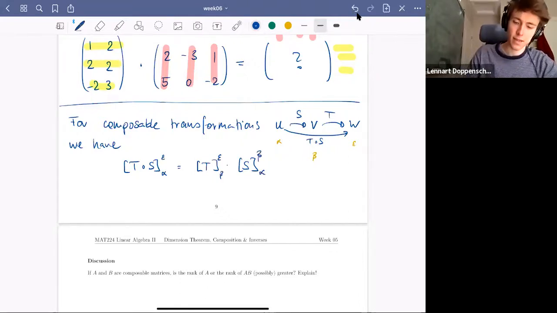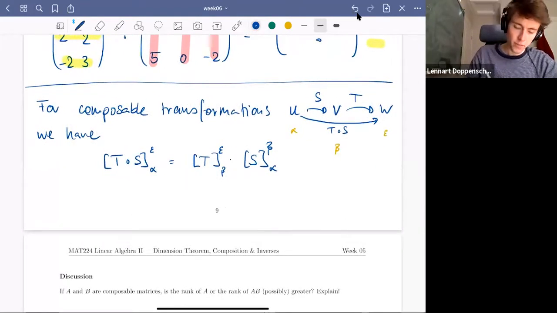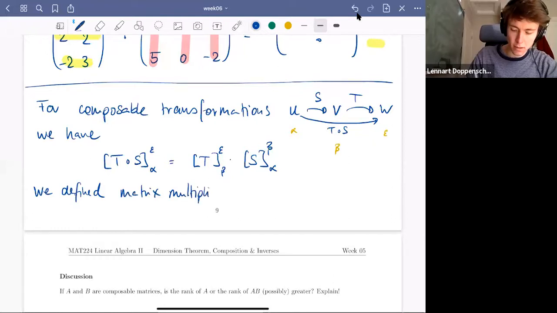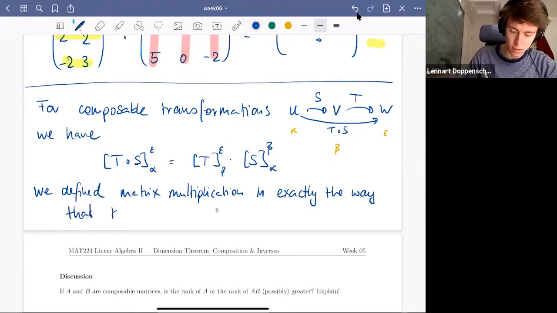And the kind of way that I presented this, the last 2 pages. So we defined matrix multiplication in exactly the way that this is true, or that this holds.